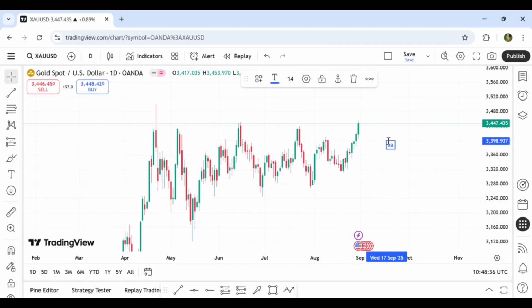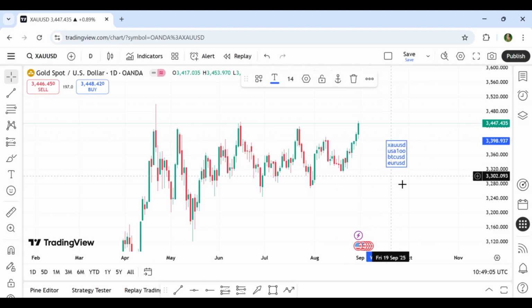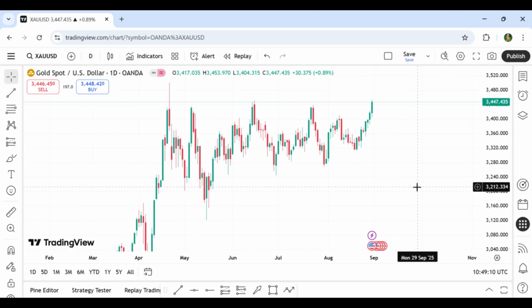So we can start with the gold, but first these are the pairs that we're going to look at for this week. And then maybe if time allows us, we will also look at Euro USD. So that's our watch list for this coming week, and we can get started with gold.